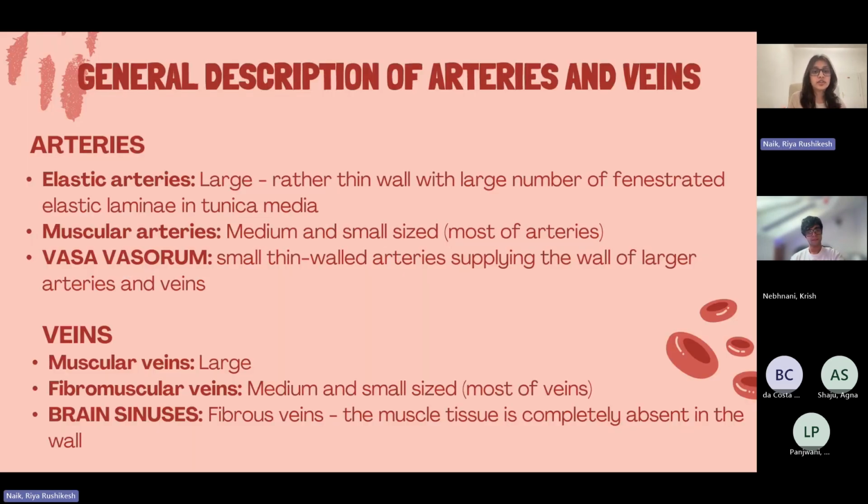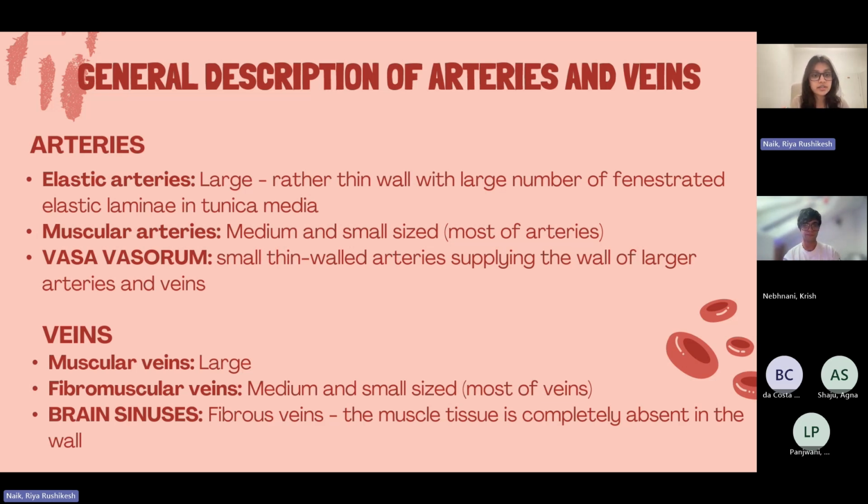Now let's talk about the general description of your arteries and veins. The arteries are essentially of two types: your elastic arteries and your muscular arteries. The elastic arteries are pretty large, for example your aorta, and they actually have a pretty thin wall. Moving on to the muscular arteries, they are usually medium and small sized, and they make up most of the arteries in our body except for the really big ones.